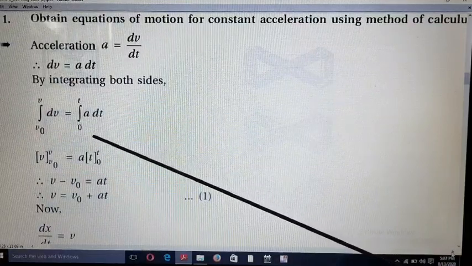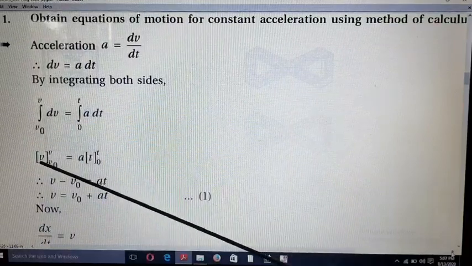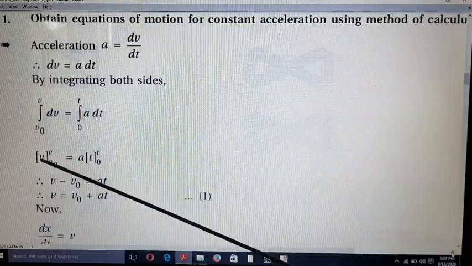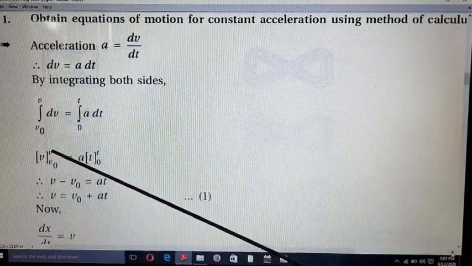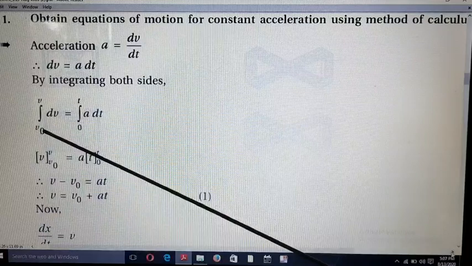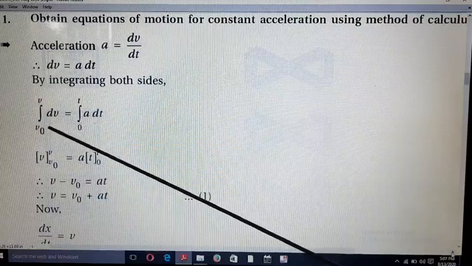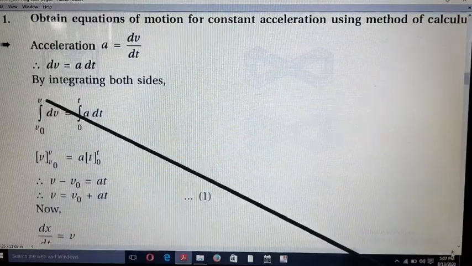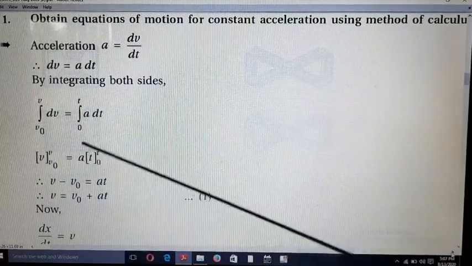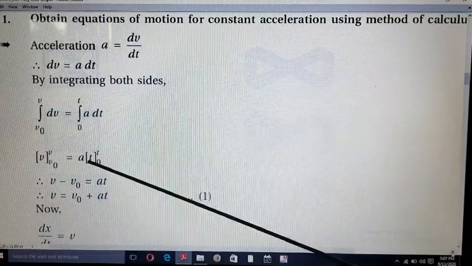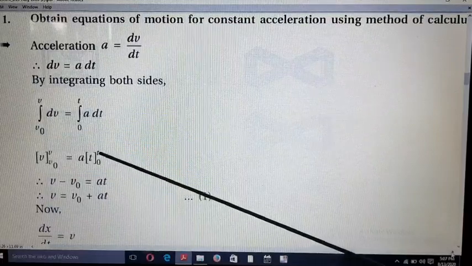Friends, we learned that integration of dv is equal to v according to our formula. Here v0 is the lower limit and v is the upper limit, means v0 is the lower value and v is the upper value, for understanding. In the same way, here a is a constant and integration of dt is equal to t. Its lower limit is 0, means lower value is 0, and upper limit is t.